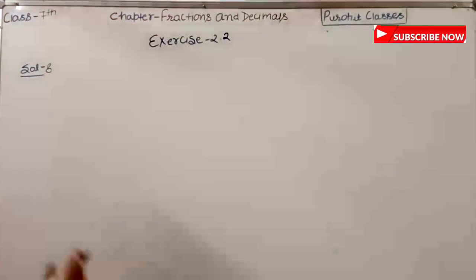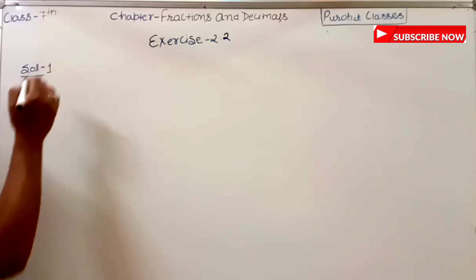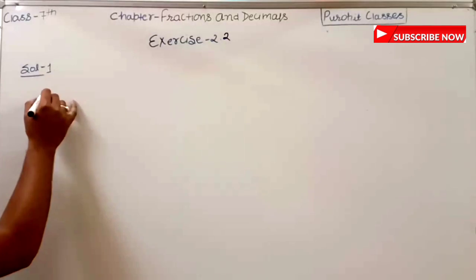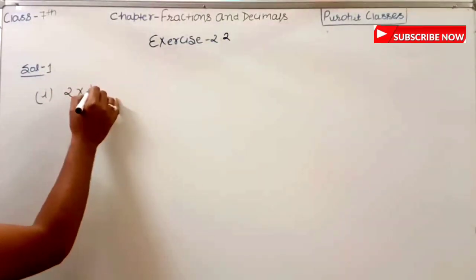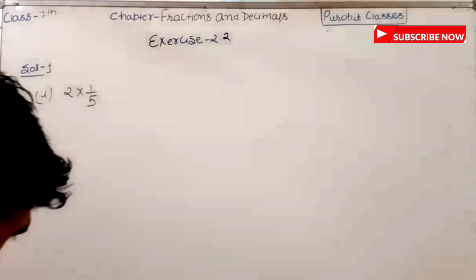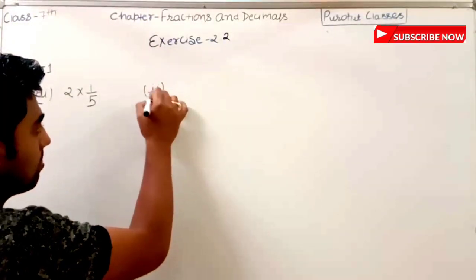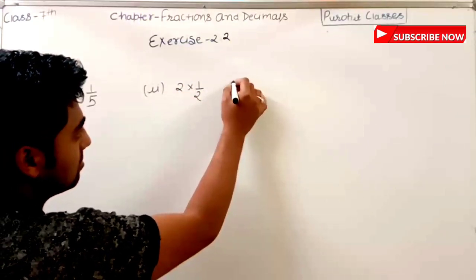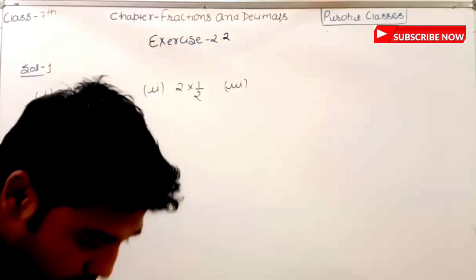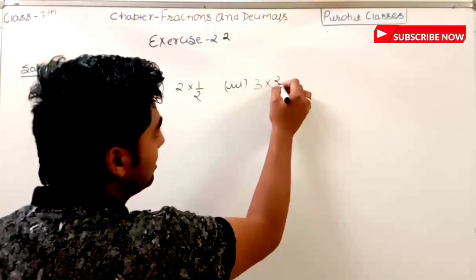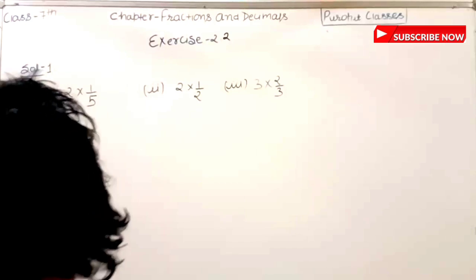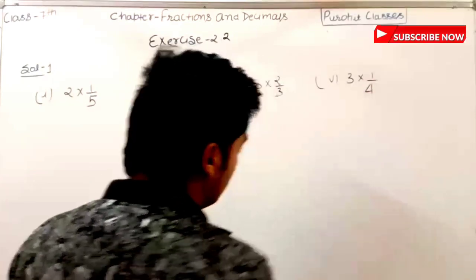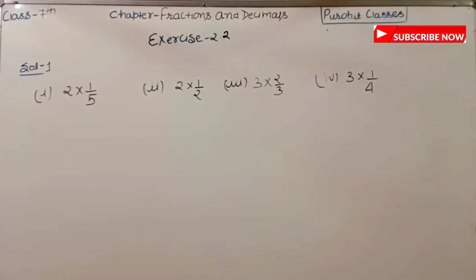Question number 1, exercise 2.2. We are given: which of the drawings A to D show, first, 2 whole multiplied by 1 by 5, second, 2 whole multiplied by 1/2, third, 3 whole multiplied by 2/3, and fourth, 3 whole multiplied by 1/4. Four drawings have been given.